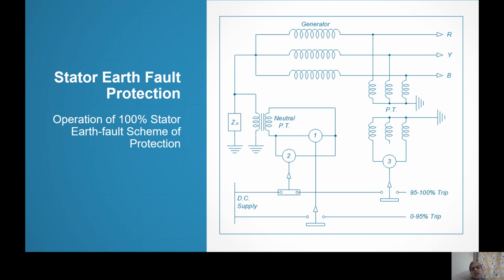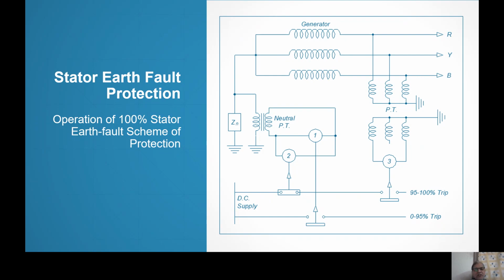So the detailed scheme is like this: there are two relays that we connect across the neutral PT, 1 and 2, and relay number 3 is connected across the generator PT line to line. Number 1 is set for third harmonic, because 1 and 2 both are sensitive to third harmonic. Number 1 is set at 3%. That is the normal third harmonic that is generated by the generator. If it crosses 3%, that means there is some fault.